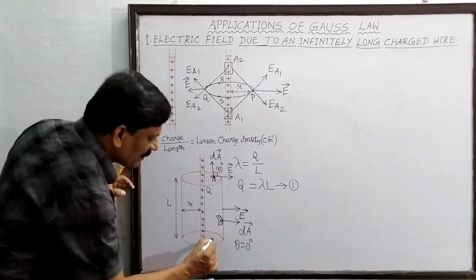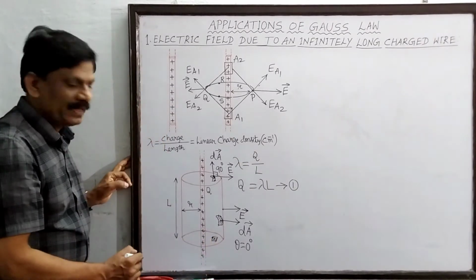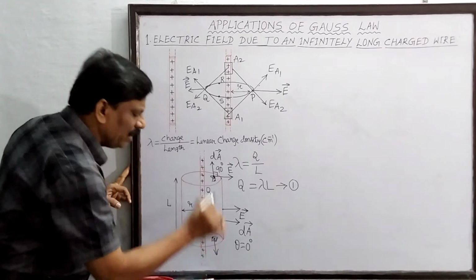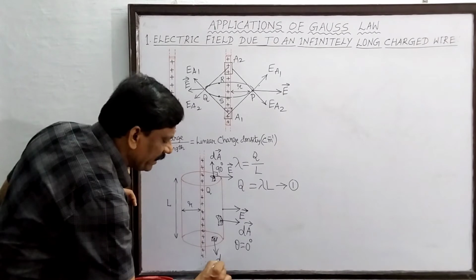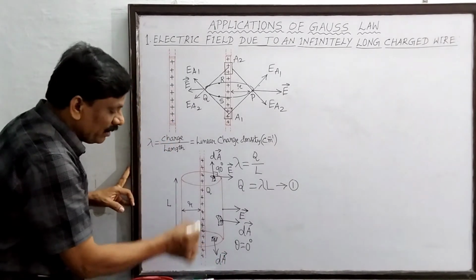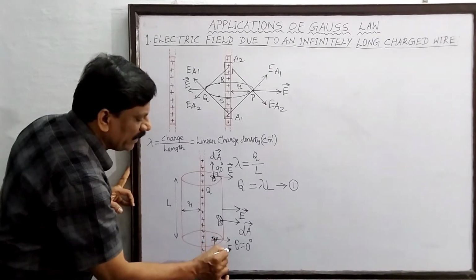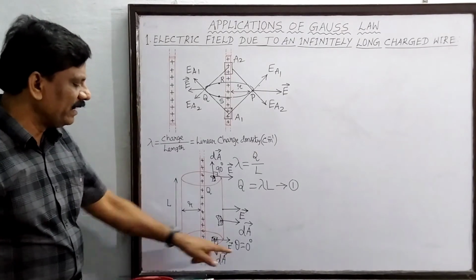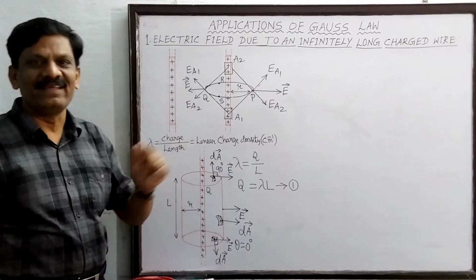Now the third surface. In the third surface also, you take one small area dA. Draw a normal to the bottom surface, and this will give you the direction of the elementary area vector dA. But still, due to the positive charge on this wire, the direction of the electric field is outward, so the angle between the dA vector and the E vector at the bottom surface also is 90 degree.